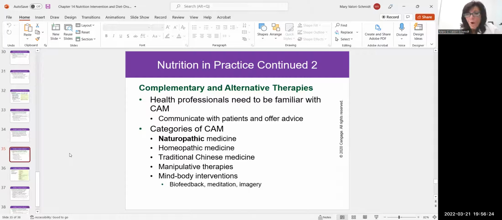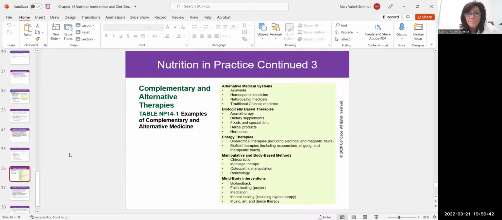naturopathic medicine, homeopathic medicine, Chinese medicine, acupressure, acupuncture, manipulative therapies, that would be things like chiropractic, right? Mind-body interventions, meditation, guided imagery, biofeedback. There are lots and lots and lots of them out there.